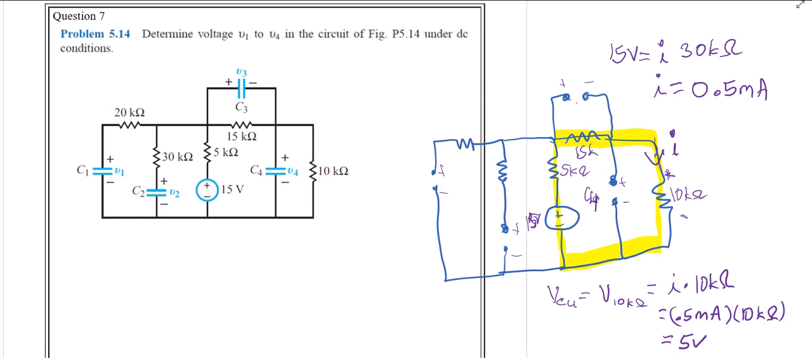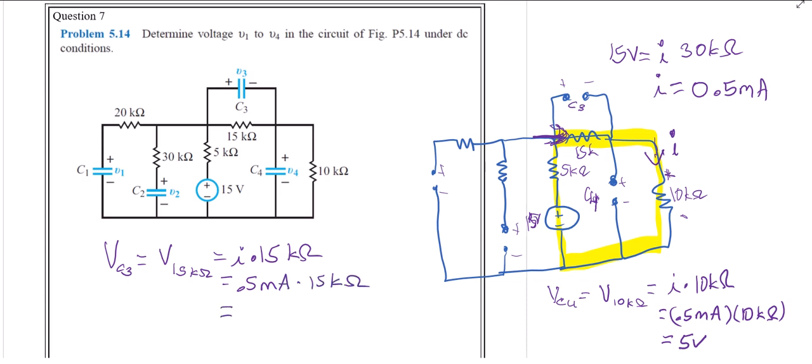Okay, now let's look here at C3. The current is going in this direction. So we have a positive current, that means we're going to have a positive voltage for C3. And just like over here, C3 is in parallel with the 15 kiloohms. So VC3 equals V15 kiloohms equals I times 15 kiloohms, which is 0.5 milliamps times 15 kiloohms, which is 7.5 volts.